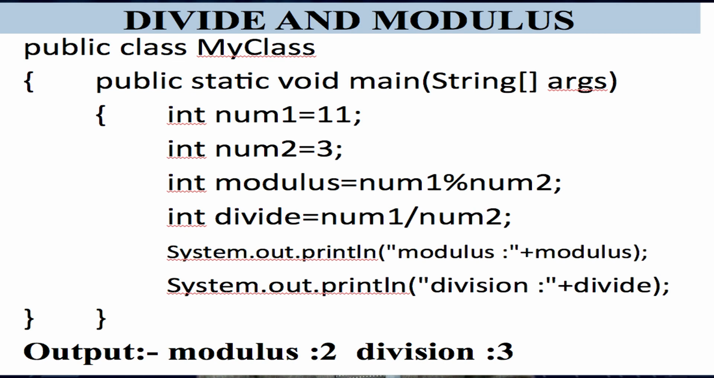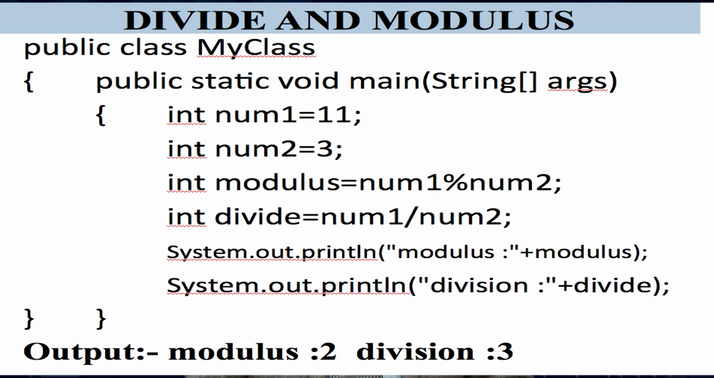When we divide 11 by 3, the divide variable will display 3 and the modulus variable will display 2, because 3 times 3 is 9 and 2 is the remainder. That remainder will be stored in the modulus variable. So we use the percentage sign for the modulus and the divide sign for the division. This is the example and implementation of the arithmetic operator, and other arithmetic operators can be implemented the same way.